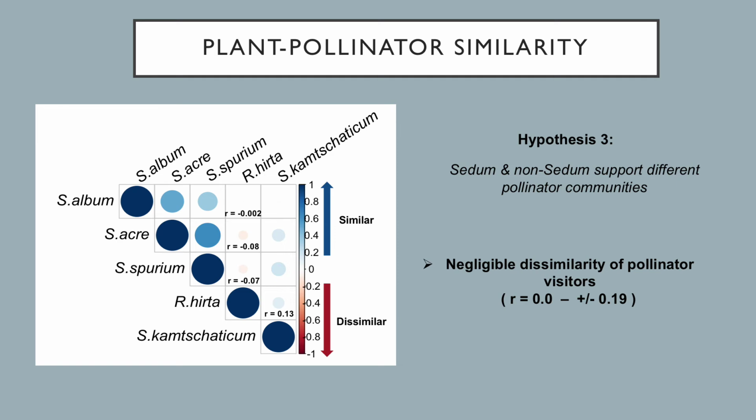And among each of the sedums, we see that they're visited by quite highly similar pollinator communities. Rudbeckia hirta was the only group that showed some red circles, although because the correlation R values were between 0 and negative 0.19, the dissimilarity is deemed negligible. And thus we cannot conclude that Rudbeckia and Sedum support different pollinator communities. However, these results still demonstrate that seeding Rudbeckia onto sedum-dominant green roofs can benefit pollinators by extending the floral availability for some.